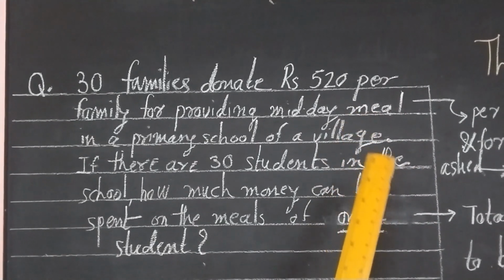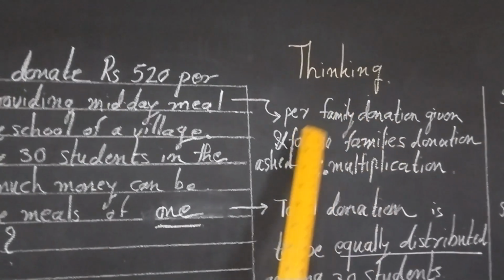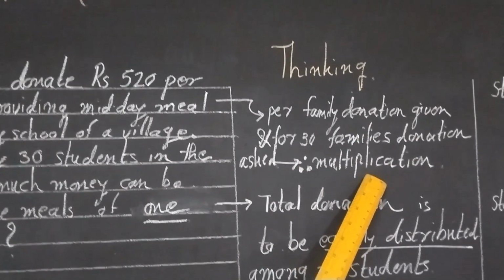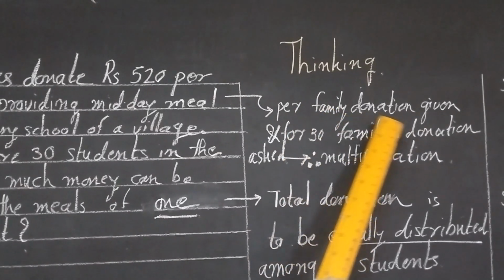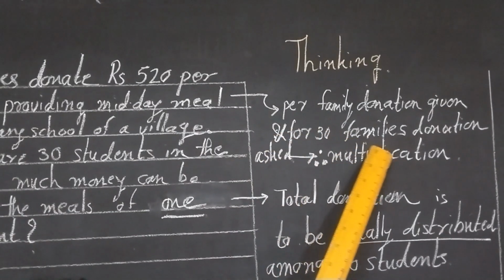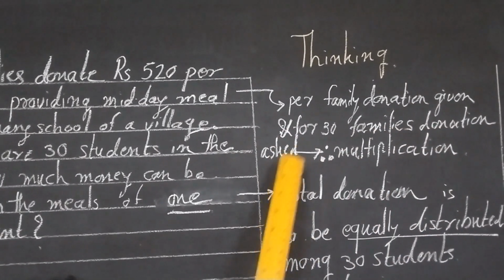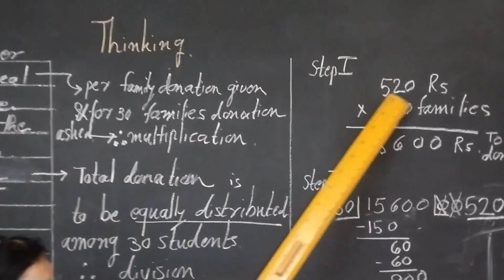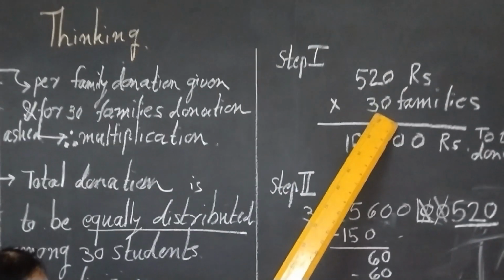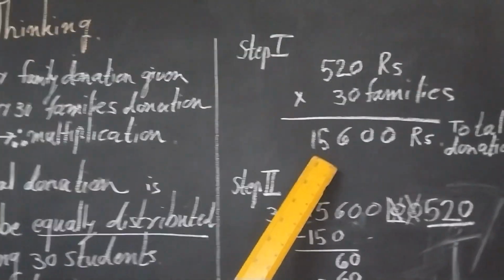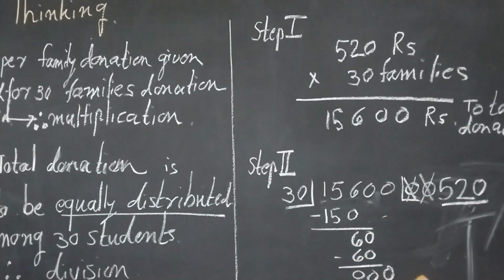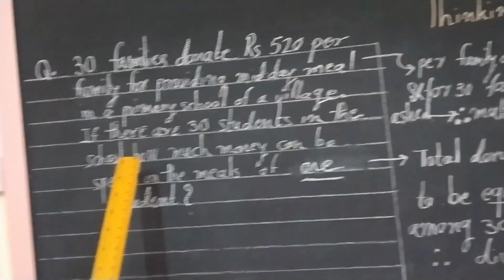Right? So one is known and we have to find the total donation for 30. That means it is a case of multiplication because per family donation is given and for 30 families donation is asked. So multiplication, and this comes under step 1. 520 rupees per family into 30 such families makes it 15,600 rupees as total donation. First step is over.